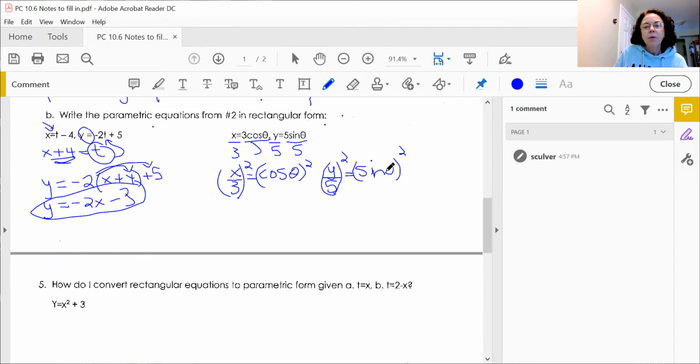There we go. Okay, now here's what I know. I know that cosine squared plus sine squared equals 1. Well, take a look what cosine squared is. It's x squared over 9, right? So right here where you see cosine squared, I'm going to substitute x squared over 9, plus, right here where you see sine squared, I'm going to replace that with y squared over 25 equals 1.